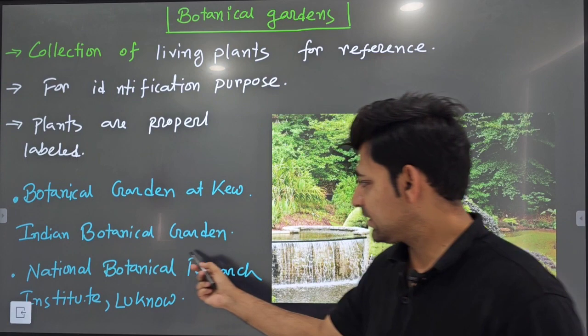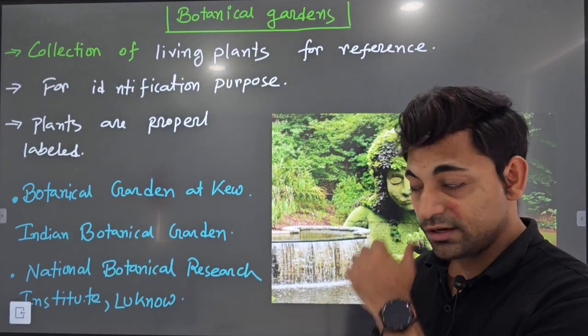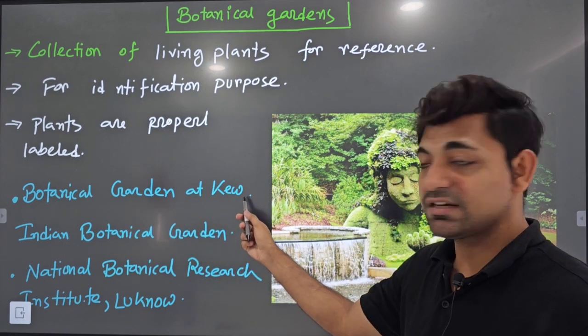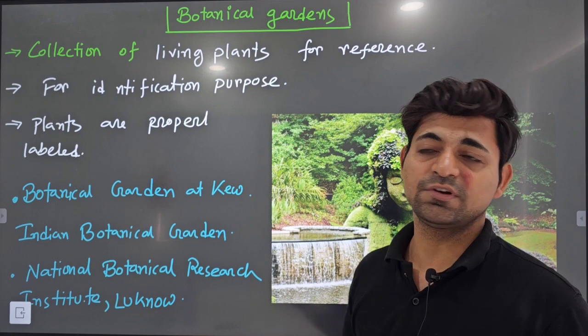Then the Indian Botanical Garden, and the National Botanical Research Institute in Lucknow. Now, this botanical garden at Kew is present in London. The Indian Botanical Garden is present in West Bengal, Howrah.